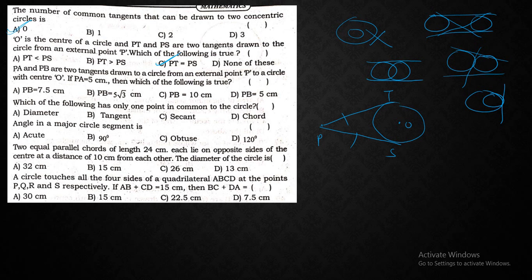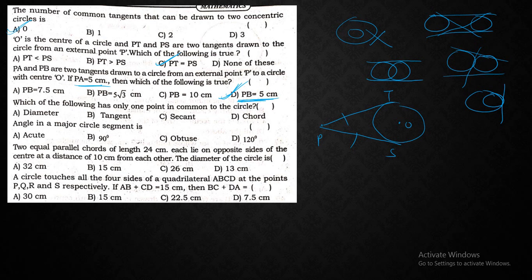Next, PA and PB are two tangents drawn to a circle with center O from an external point. What has he given? PA and PB are two tangents. So if PA is equal to 5, PB is also equal to 5. There is nothing much to think about. If there are more options, then we need to think, but here no angle is given. The minimum requirement is that if an angle is given, then we can think of the remaining things. But here he is talking about PB, so the only possibility is 5 centimeters.